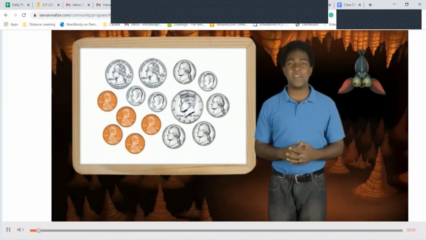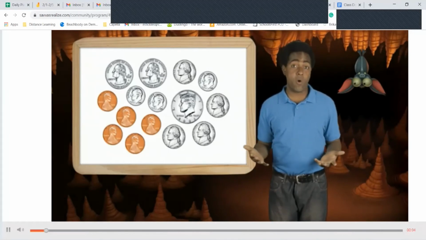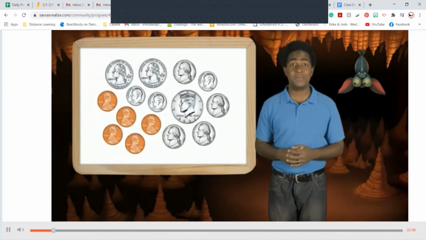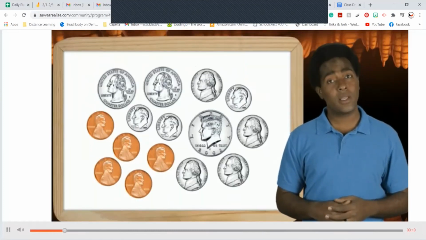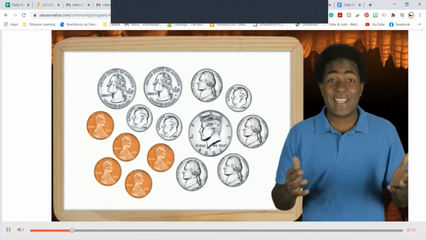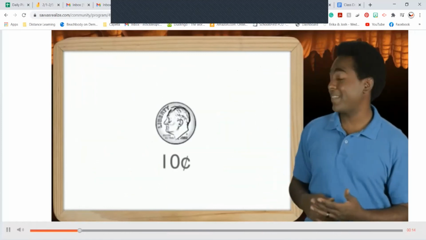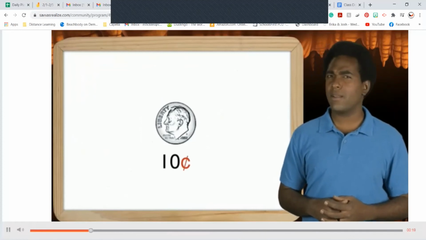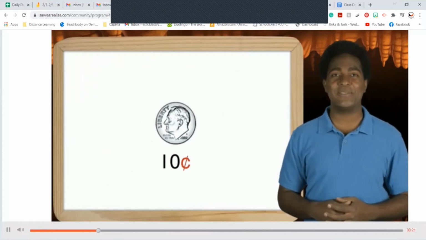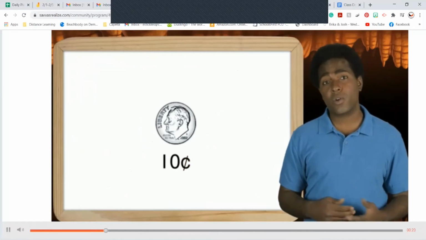Coins are all around us, in our pockets, in our homes. We can even find them on the street. You already knew this. But if you have trouble figuring out what a coin is just by looking at it, worry no more. It's easy. Look at this one. It's a dime, and it's worth 10 cents. You see that symbol there? It's the cent sign. The dime is one of the smaller coins.